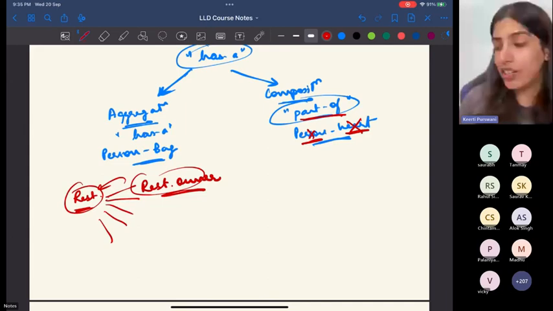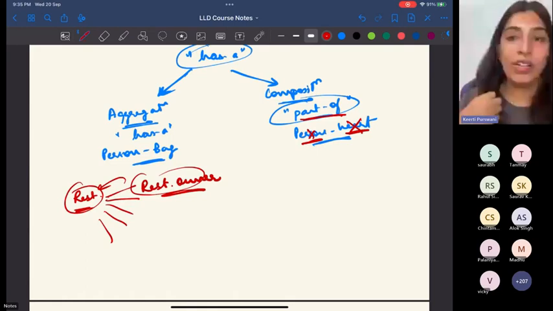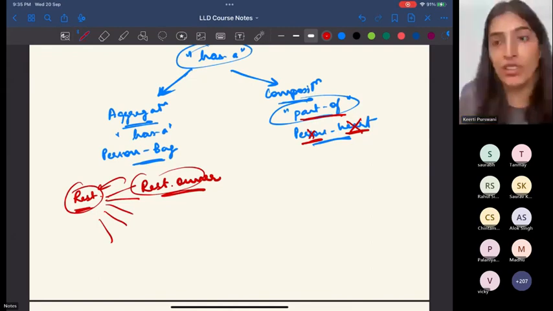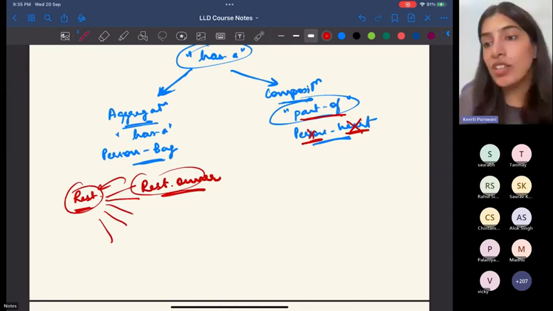Another question that I should be thinking: can restaurant owners exist without a restaurant or not? Suppose I am designing for Swiggy. Can a restaurant owner be there without any restaurant? Then it is just a person, right? Then how is it an owner? So should it be aggregation or composition?